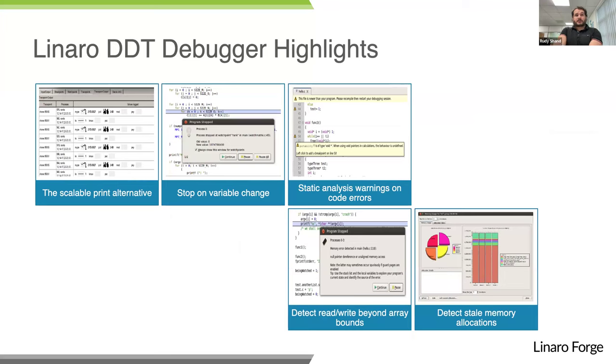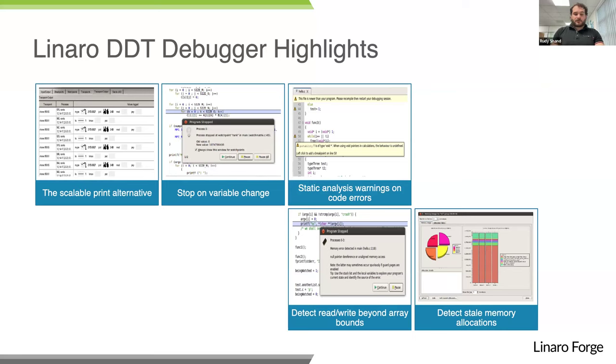Okay, so just going to some of the highlights. This is not a complete list, but it at least gives some kind of highlights of how you'd isolate bugs at very large scale. So the first one is trace points. And this is kind of like a scalable print statement. What that means is it gives the ability to output variable values onto the user interface in a scalable way. So looking at things like sparklines.